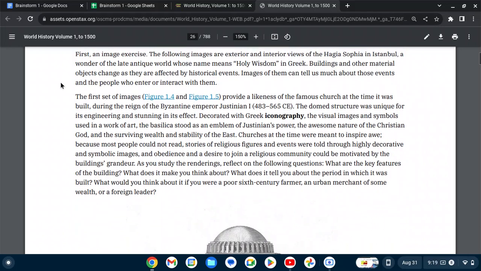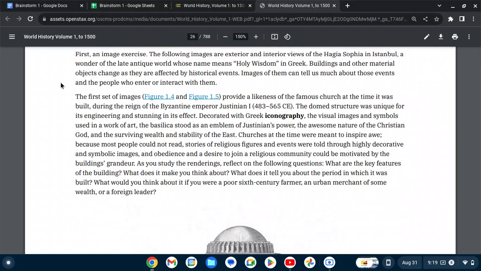First, an image exercise. The following images are exterior and interior views of the Hagia Sophia in Istanbul, a wonder of the late antique world whose name means holy wisdom in Greek. Buildings and other materials, objects, change as they are affected by historical events. Images of them can tell us much about those events and the people who enter or interact with them.